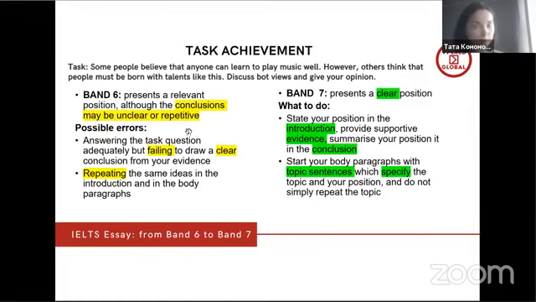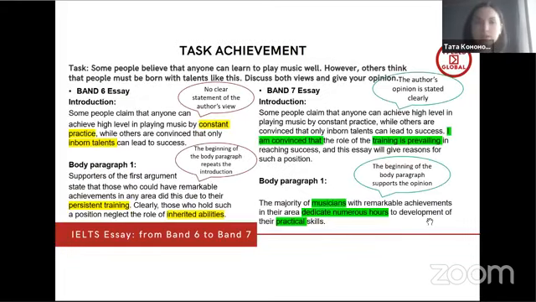Mind that the topic sentences of your paragraphs should specify and not just repeat your introduction. Let's have a look at the live example. The essay asks us to discuss both views and give our opinion. Here in the introduction, we can see the paraphrasal of the topic, which is good, but no opinion of the author is really stated.